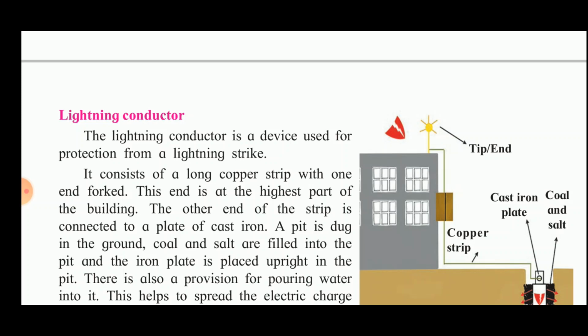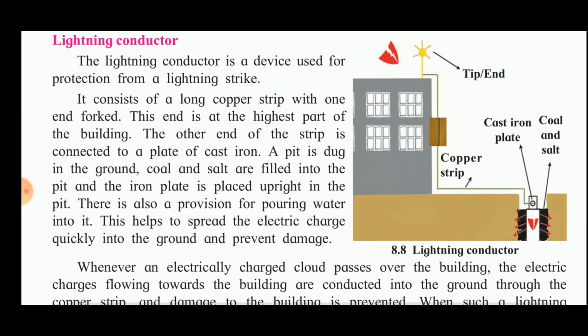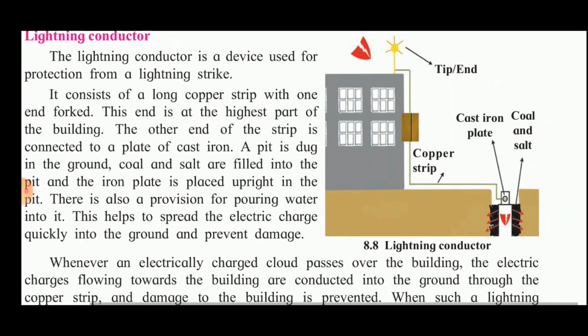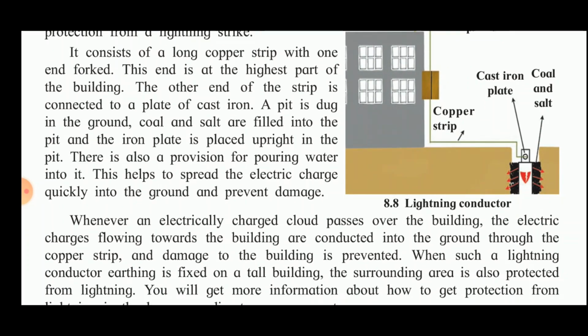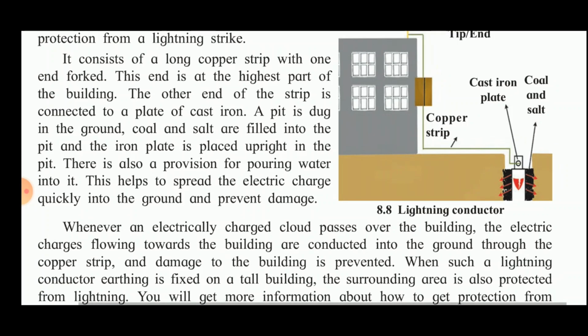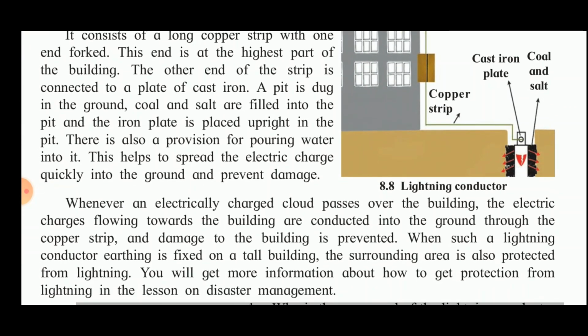A pit is dug in the ground, and coal and salt are filled into the pit. An iron plate is placed upright in the pit. There is also a provision for pouring water into it. This helps to spread the electric charge quickly into the ground and prevent damage. Whenever an electric charge cloud passes over the building, the electric charges flowing towards the building are conducted into the ground through the copper strip, and damage to the building is prevented. When such a lightning conductor earthing is fixed on a tall building, the surrounding area is also protected from lightning.